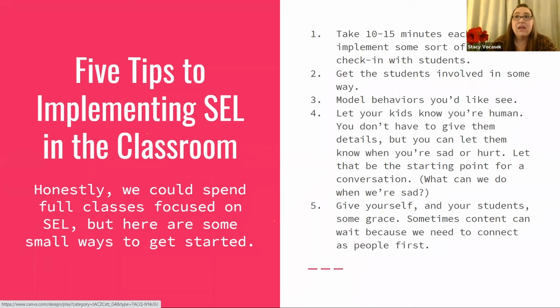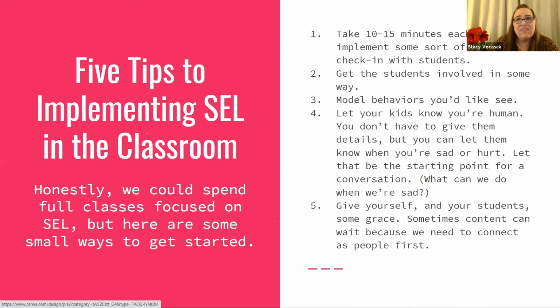Again, this is like the craziest time in the world right now. And sometimes we just have to put content on hold and we need to connect as people first. And we have to do what's right for our kids and for ourselves. If my classes are not writing 3 research papers this year, then that's fine by me. I would rather them write 1 research paper and feel whole than write 3 and be a mess. So sometimes that stuff has to wait.